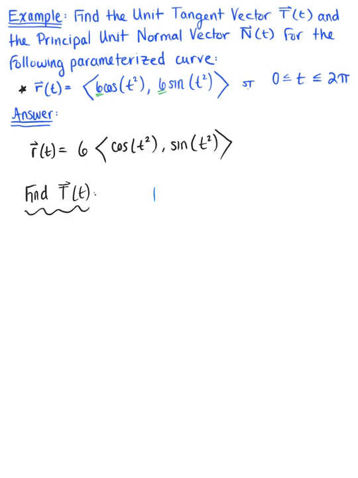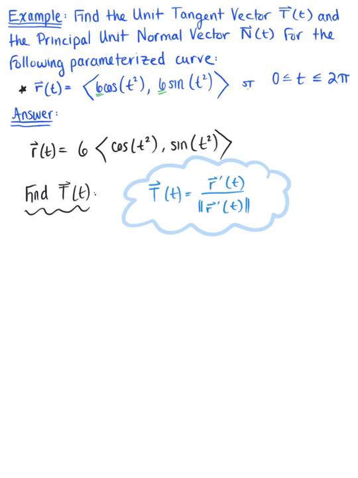So a quick reminder that our unit tangent vector is defined as the tangent vector divided by the magnitude of our tangent vector. So we'll use this definition to find our unit tangent vector. First things first, we need the tangent vector. So differentiating the position vector, we have that scalar multiple of 6 on the outside. Now the derivative of cosine of t squared leaves us with minus 2t multiplied by sine of t squared. So we need that chain rule. And then differentiating sine of t squared, we're left with 2t multiplied by cosine of t squared.